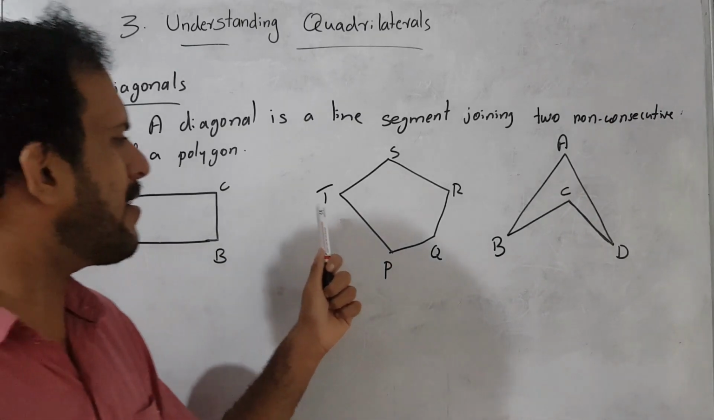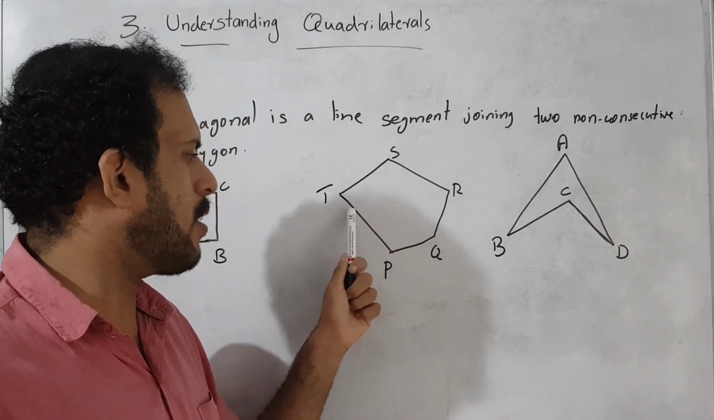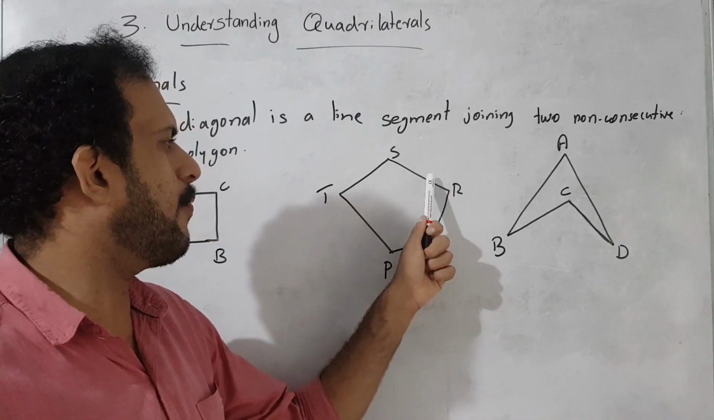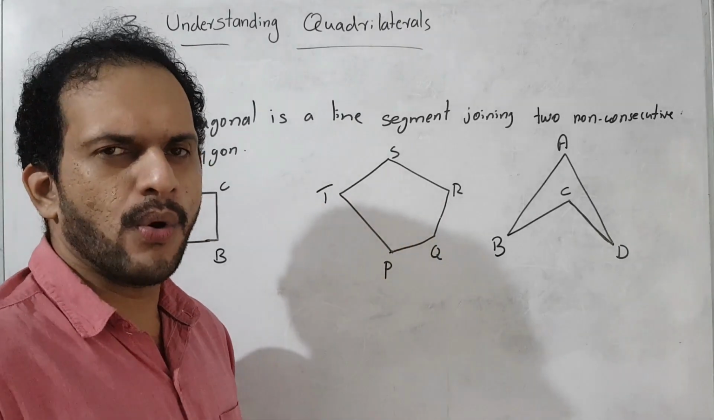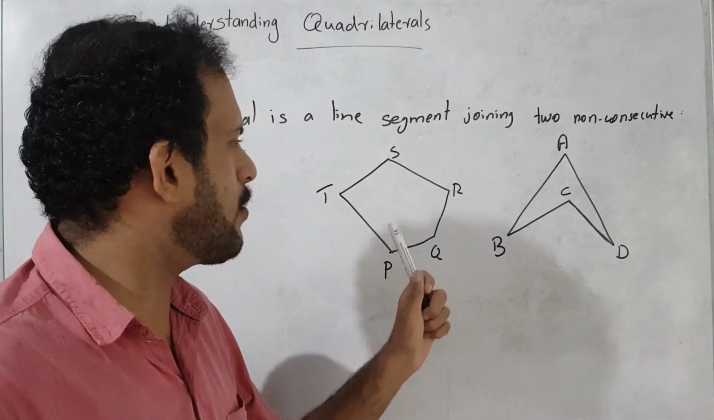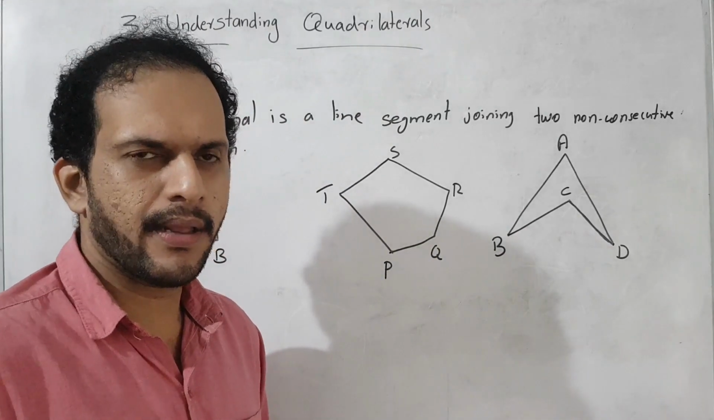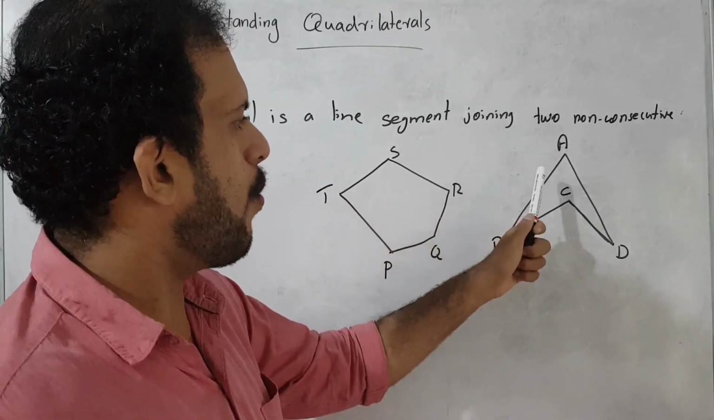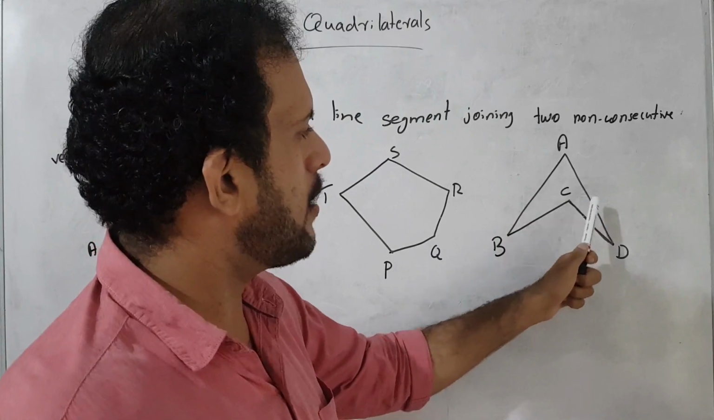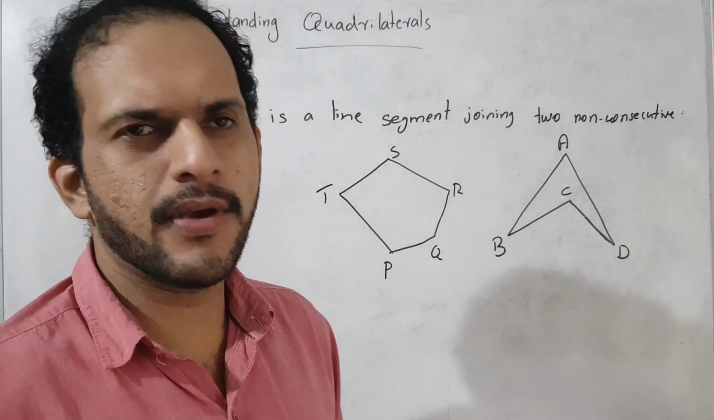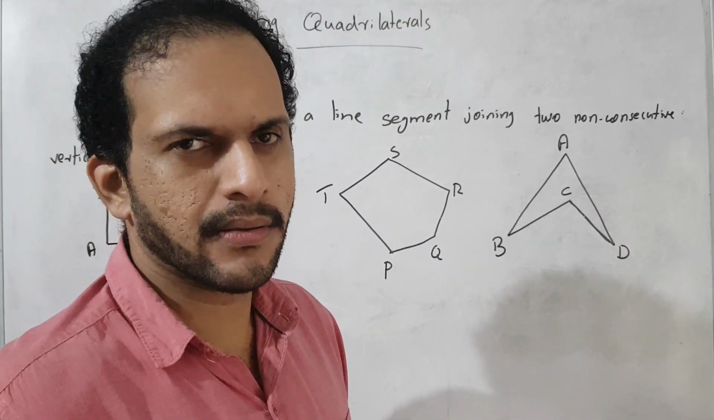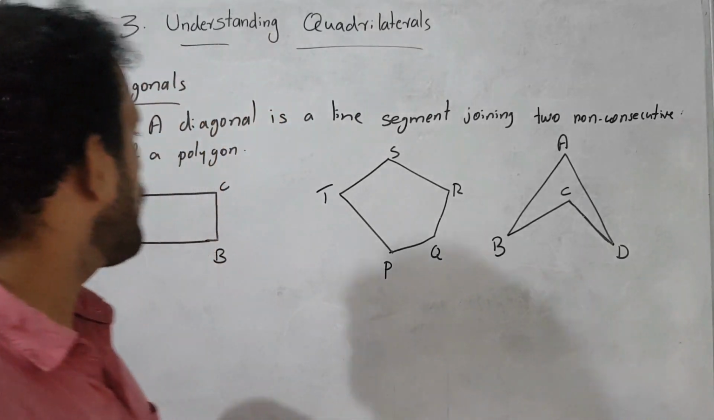The second example, what is this? How many sides? 1, 2, 3, 4, 5. So the number of sides is equal to 5. Then we call it a pentagon. Correct? Pentagon. Then here 1, 2, 3, 4. Four-sided figure, so it's a quadrilateral. Correct? It's a quadrilateral.